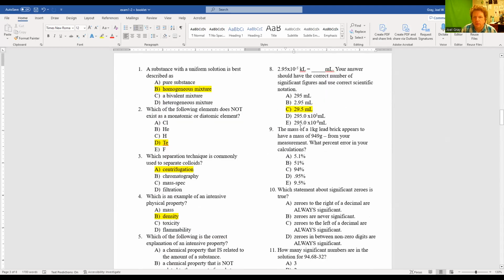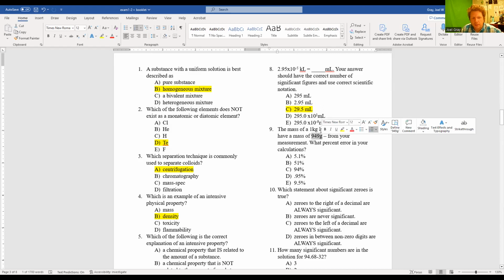Next up, a 1 kilogram lead brick appears to have a mass of 949 grams from your measurement. What percent error is in your measurement? So basically, you're told this lead brick is 1 kilogram. So that's the theoretical mass. But then you measure it and you find that it's 949 grams.